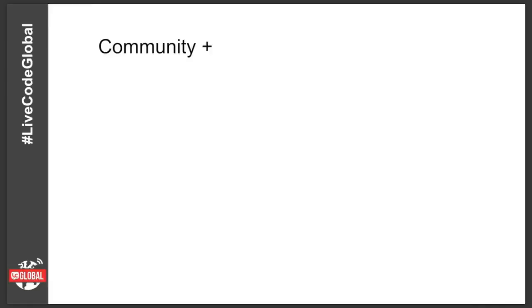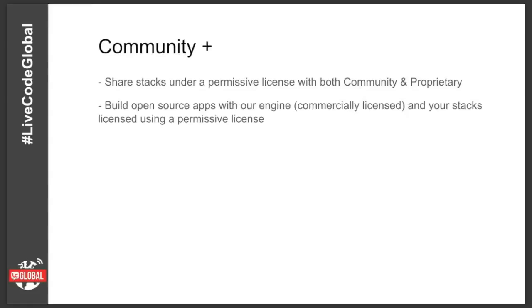Well, the product is called Community Plus, and what it does is it allows you to share the stacks that you build in that. So we have a license agreement in this edition that says that you're allowed to share the stacks that you create under a permissive license. And of course a permissive license is not viral, so it means that those stacks can get used in both our community edition and in our proprietary indie and business editions. It allows you to build open source apps with our engine. So our engine will be a commercially licensed or a modified commercially licensed engine, and your stacks will have to be licensed along with that standalone using a permissive license.